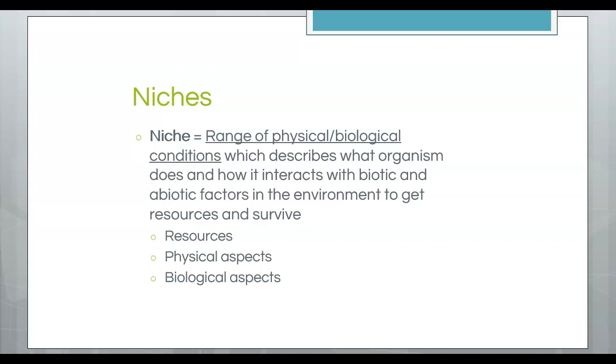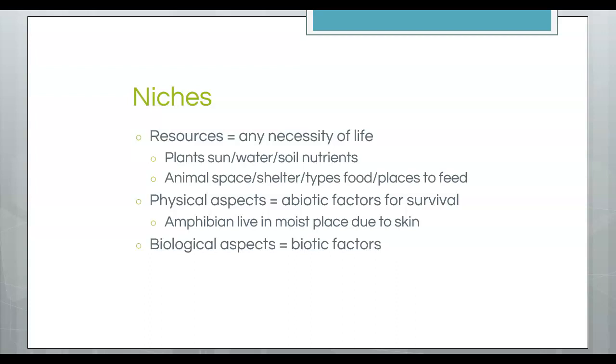organism does, how it interacts with biotic and abiotic factors in the environment in order to get the resources that it needs to survive. And so with a niche, there's different aspects of it. We look at the resources available, so that's any necessity of life. For plants, we're thinking about sun, water, soil nutrients. For animals, we're thinking about the space, the shelter, the types of food available, the places to feed. We're looking at the physical aspects, so we're looking at abiotic factors as well.